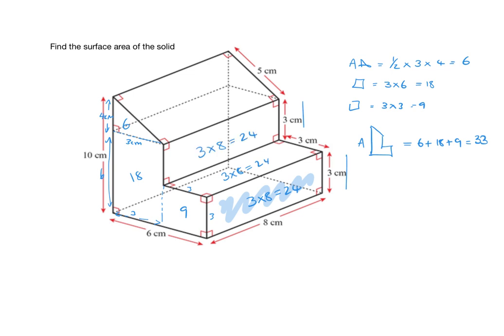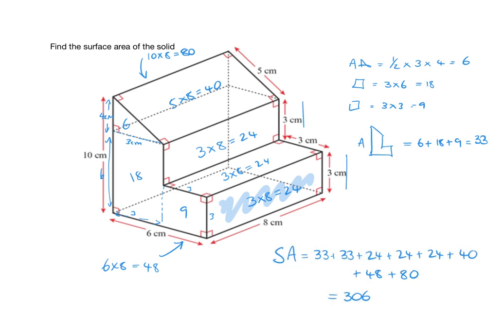On the top, I have got a 5 by 8 rectangle. So that's going to give me 40. Now I've also got the base under here, which is going to be 6 times 8, which is 48. And lastly, the back is 10 times 8, which is 80. Lastly, I'm going to add all of these faces together to give 306.